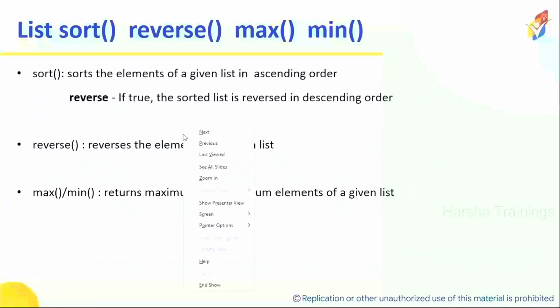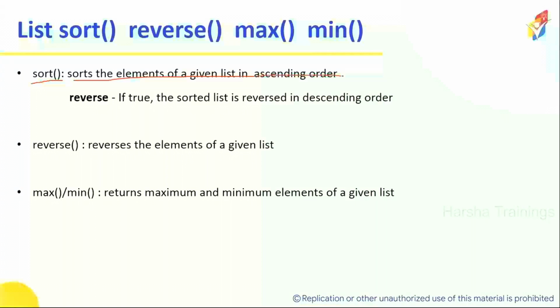Now, if I want to sort the elements in a given list, I can sort the data by using a built-in function called sort. It sorts the elements of a list in ascending order. For example, sort also has an argument. If I give this argument reverse equal to true, that means it is going to sort the data in descending order. Okay, shall I go for this?